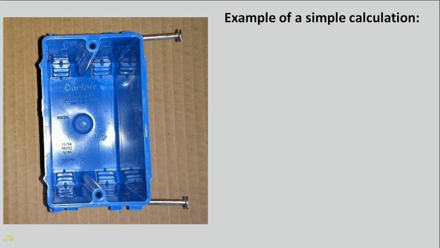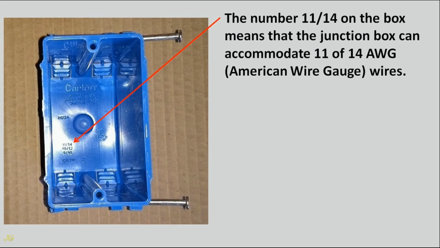Example of a simple calculation. The number 11/14 on the box means that the junction box can accommodate 11 of 14 gauge American Wire Gauge wires.